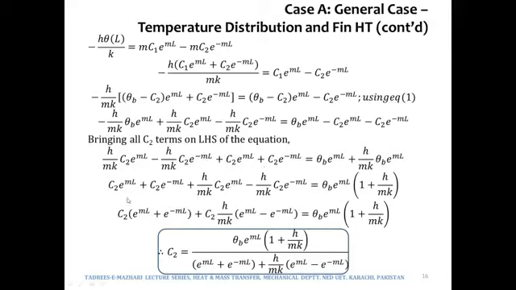Now it says C2 e to the power minus ml. This thing has been written over here, and then C2 e to the power ml, which has been written over here. And then there are 2 h over mk terms. So see, there are 2 non h over mk terms, and there are 2 h over mk terms. So we are writing the 2 non h over mk terms together, and then we are writing the 2 h over mk terms together.